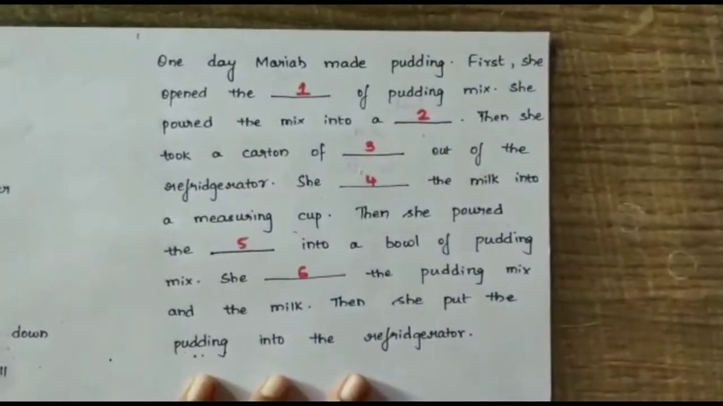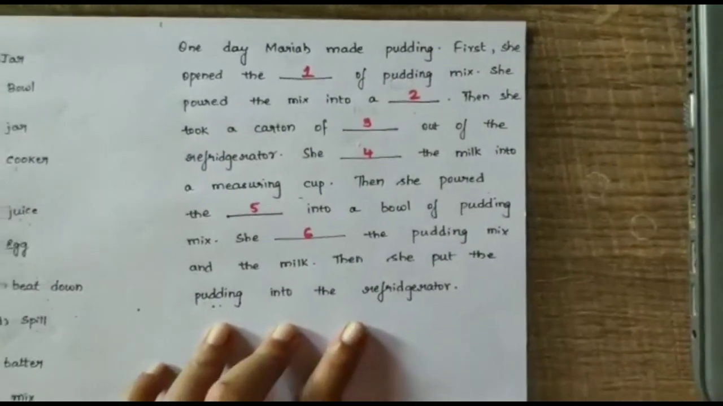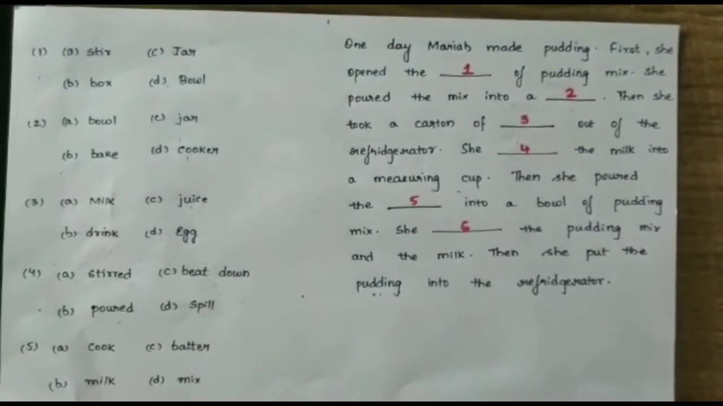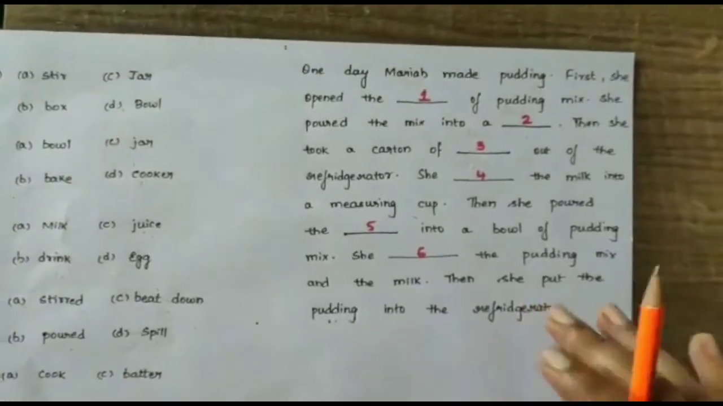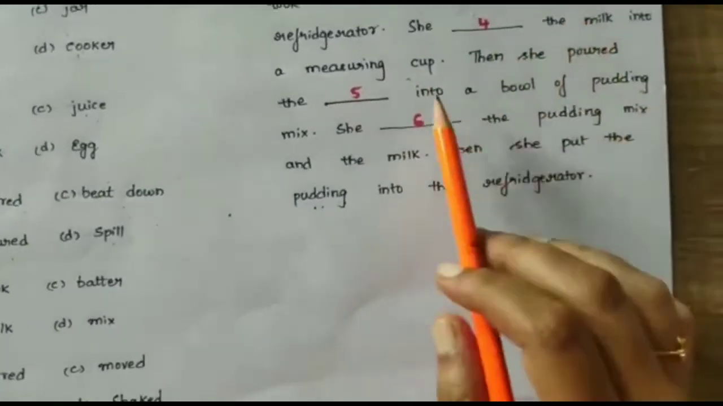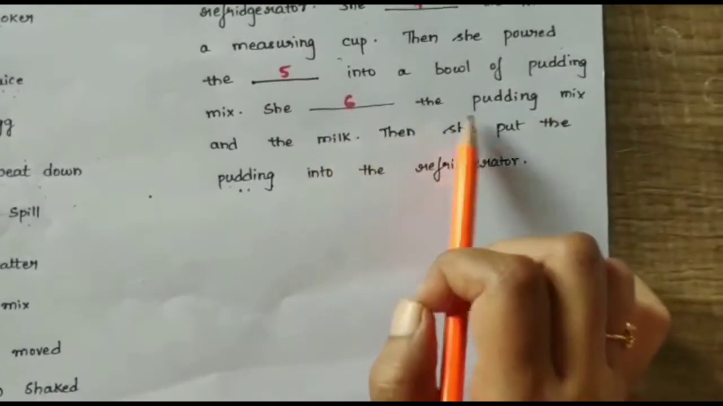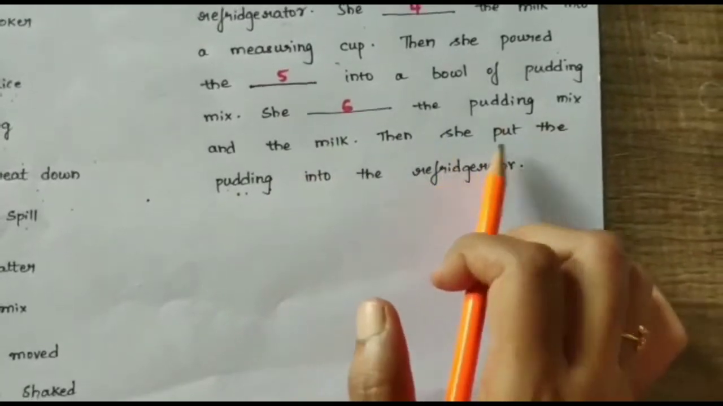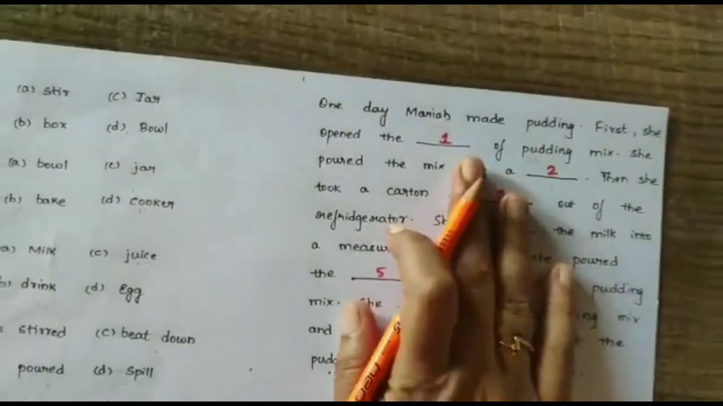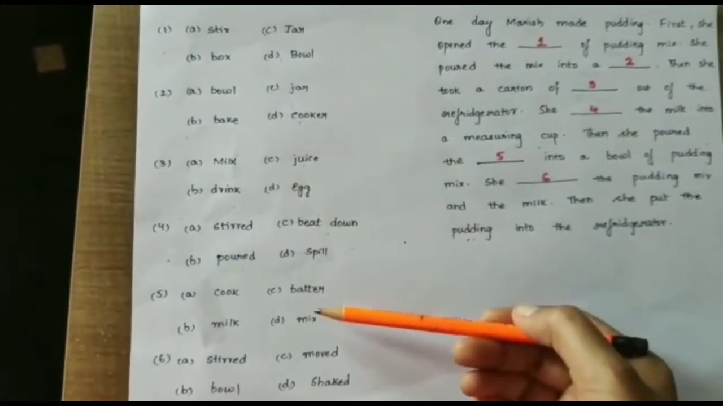One day Maria made pudding. First she opened the dash of pudding mix. She poured the mix into a dash. Then she took a carton of dash out of the refrigerator. She dashed the milk into a measuring cup. Then she poured the dash into a bowl of pudding mix. She dashed the pudding mix and the milk. Then she put the pudding into the refrigerator. So now we need to fill all 6 blanks, and they also gave choices for the correct answers here.